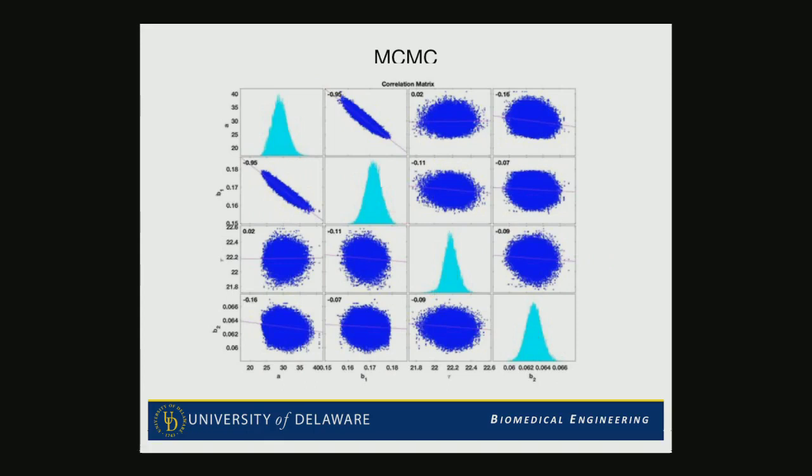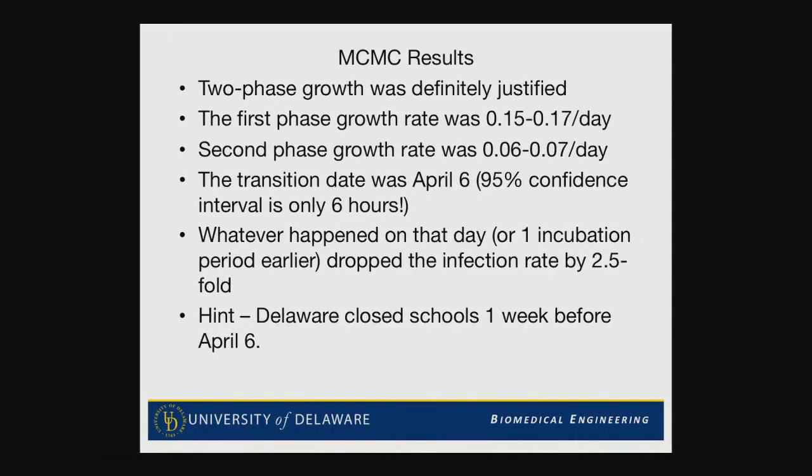So here were some of the cool things that came out of this. First of all, definitely two-phase growth was justified. The first growth rate phase was between 0.15 and 0.17 per day. The second growth phase was between 0.06 and 0.07 per day. So these were really tightly distributed. We had actually good data here to narrow in on these growth rates.